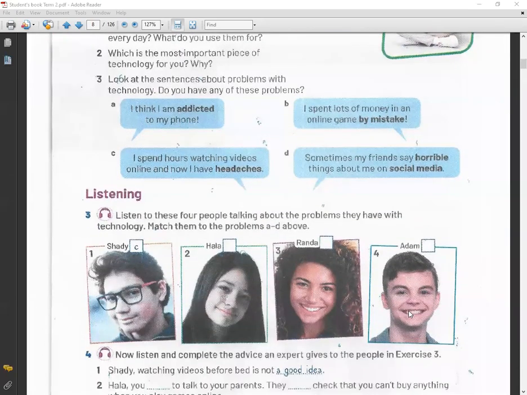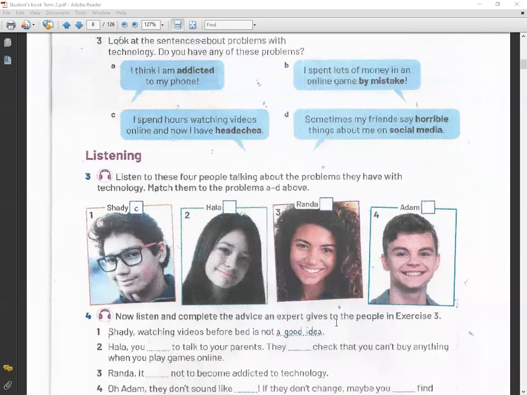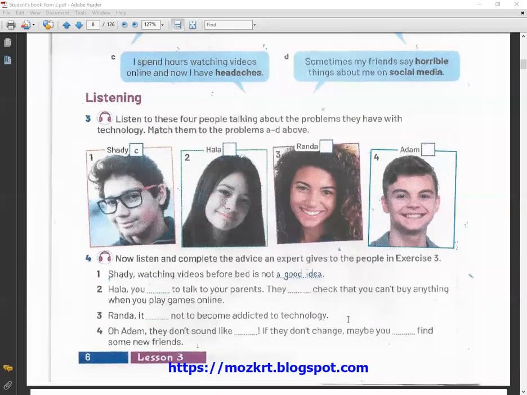Here, in this listening exercise, we need to listen to these 4 teenagers and their problems with technology and the advice that the expert gives to each one.